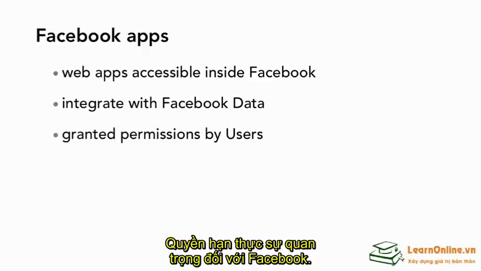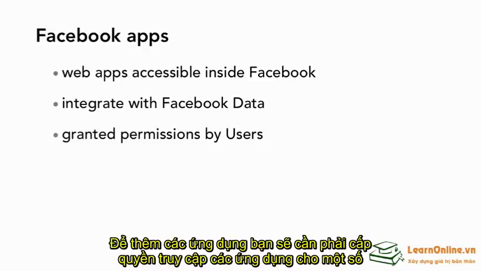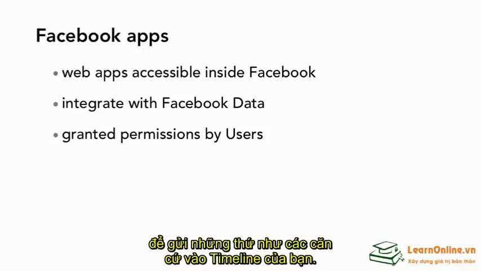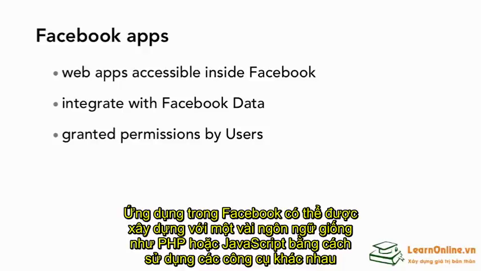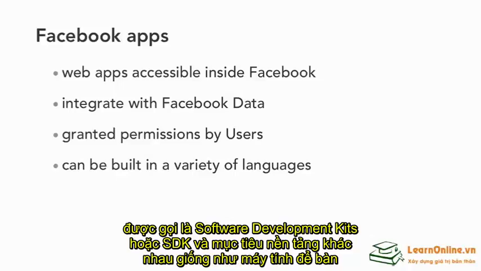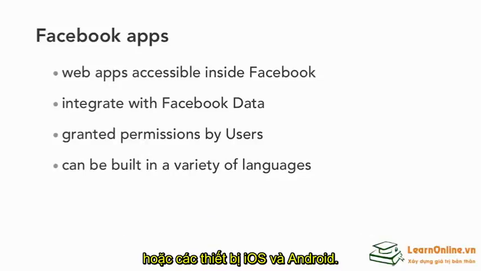Permissions are really important to Facebook. In order to add applications, you'll need to grant the applications permissions to some of your social data, who your friends are, perhaps your email address, or allow the app to post things like scores into your timeline. Apps in Facebook can be built with a few languages like PHP or JavaScript, using different tools called software development kits or SDKs, and target different platforms like the desktop or iOS and Android devices.